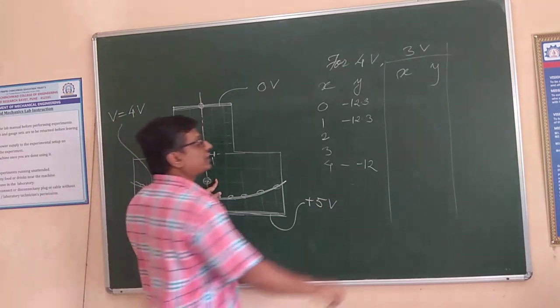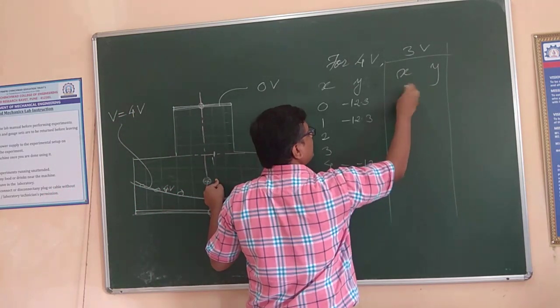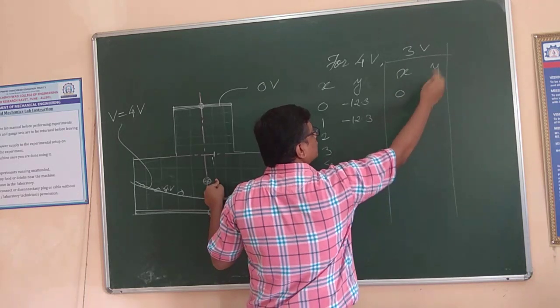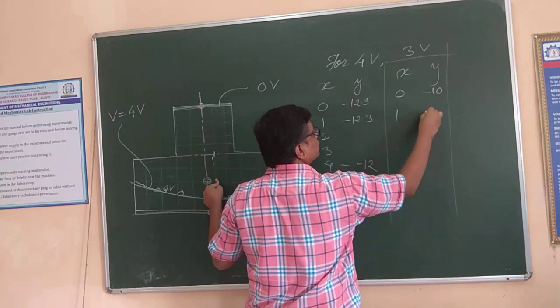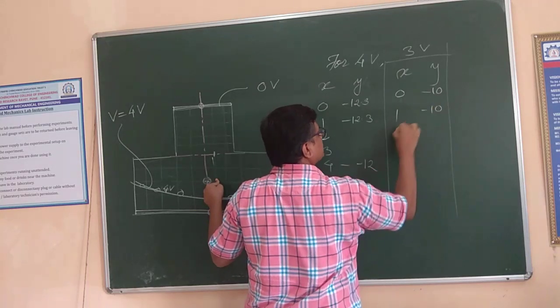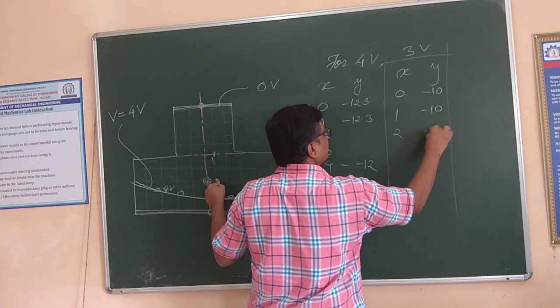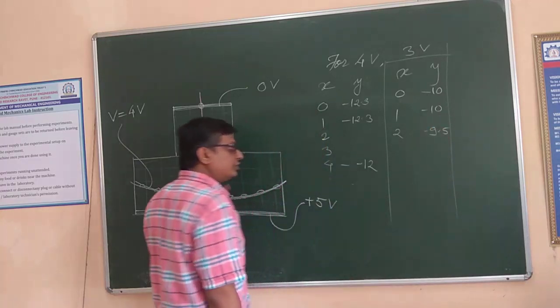Again increase the x coordinate by 1. Say maybe here the x coordinate 0 will come, then the y coordinate may be something like minus 10. If I take x coordinate 1, it may be minus 10 again. X coordinate 2, maybe minus 9.5 something. Such kind of readings will be there.